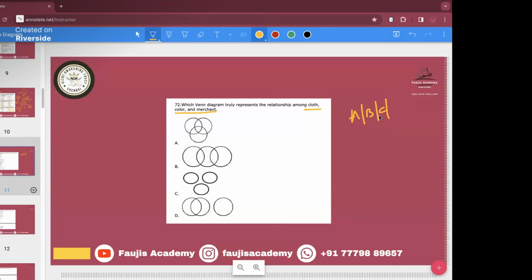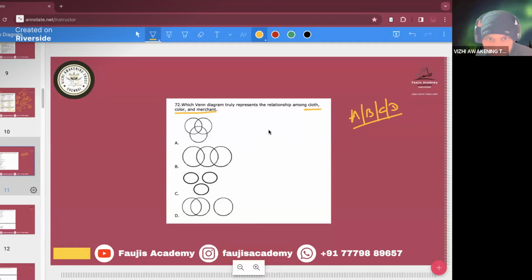Good. Yes. Let's think of it in that way. Cloth will have a color, right? This is cloth, and this will be having a color. That means there will be some relation for sure. Any cloth will have a color. All clothes will have color. Maybe you can think of it in that perspective as well, because all cloth has color.